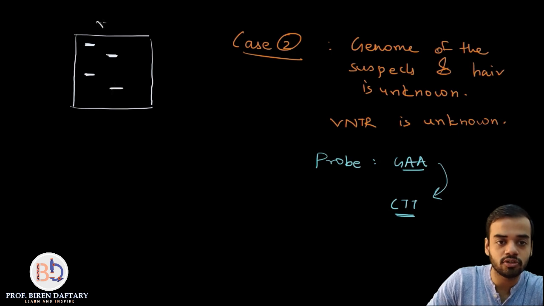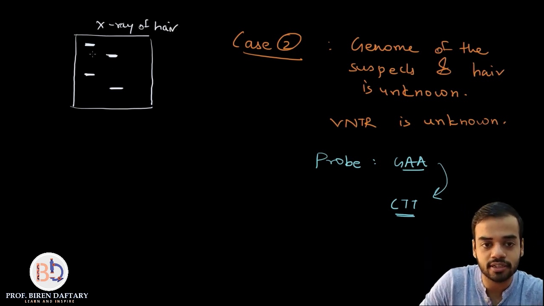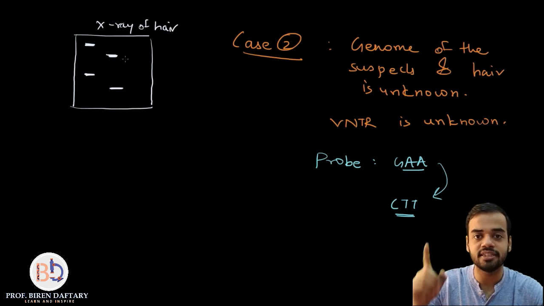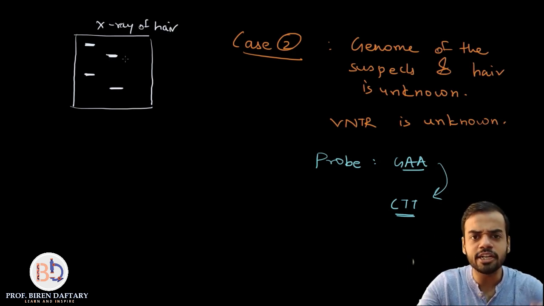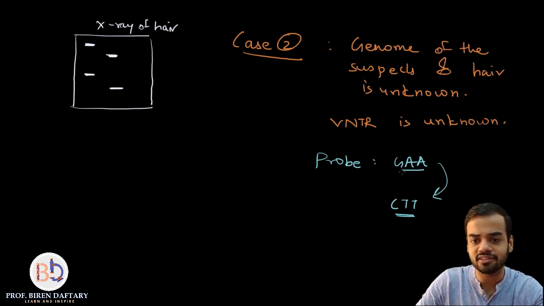Okay, so this is your X-ray of the hair sample, correct? So what does this show? This shows the locations where that CTT sequence is present. It may or may not be the VNTR, you don't know that, and that is not even important. What is important is where this probe is binding.